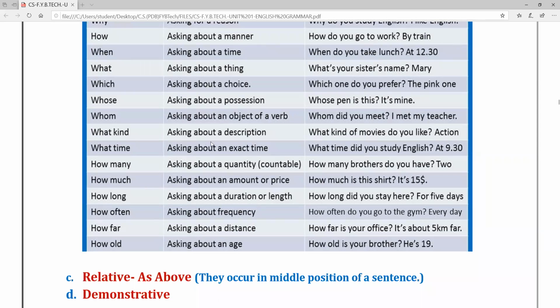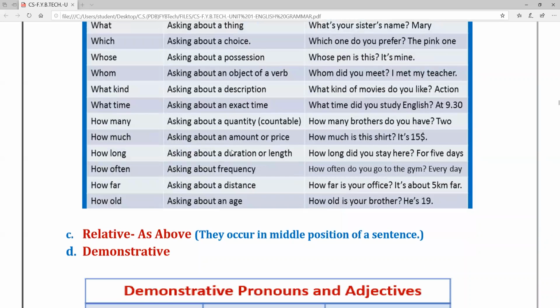Okay, then what kind is used for asking about a description. एखाद्याचं वर्णन जेव्हा आपण विचारतो तेव्हा आपण त्याला व्हॉट काइंड अशा पद्धतीनं विचारतो. व्हॉट काइंड ऑफ पर्सन दॅट वॉज. ओके, व्हॉट काइंड ऑफ पिक्चर दॅट वॉज. ओके, then what time is used for asking about an exact time.